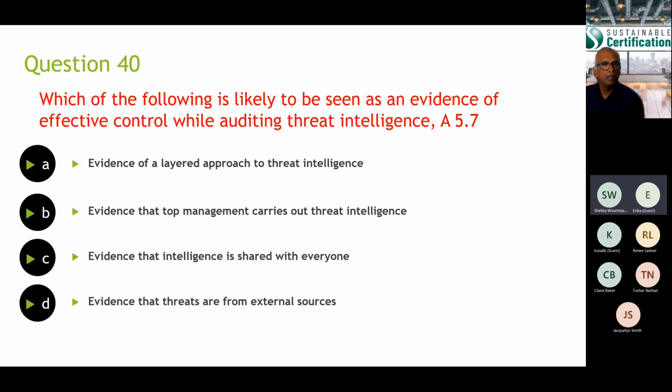And the last one is this one. Which of the following is likely to be seen as evidence of effective control when auditing threat intelligence? Evidence of a layered approach, evidence of top management carrying this out, evidence of intelligence being shared, evidence that threats are from external sources. B. Here, the layered approach is something you have to consider from the strategic, tactical, and operational levels. So A is the correct choice here.